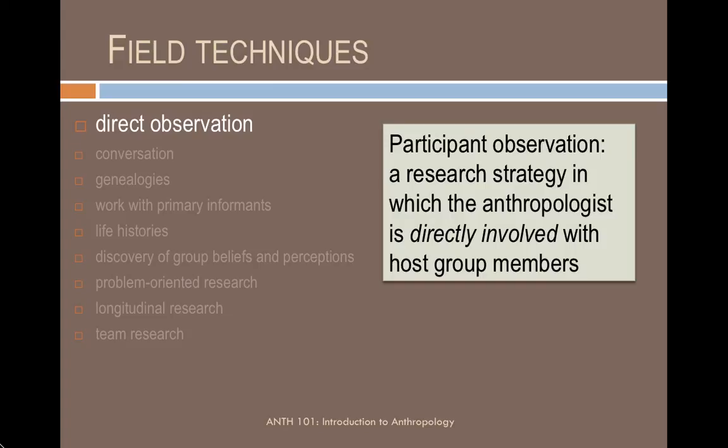Direct observation or participant observation also allows us to get that first-hand experience, that hands-on experience. A lot of times when we watch other people do things, it's difficult to understand exactly what the task involves unless we do it ourselves.